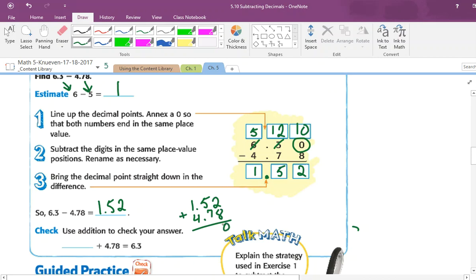8 and 2 is 10, carry the 1. 5 and 7 is 12, plus 1 is 13. 3 down, carry the 1. And 1 and 1 is 2, plus 4 is 6. And then I bring down my decimal point, so I get 6.30, and that is exactly what we started with. So our answer checks out. We checked our work. But if I go back and check if it's reasonable, well, 1.52 is about 1. So yeah, that makes sense.